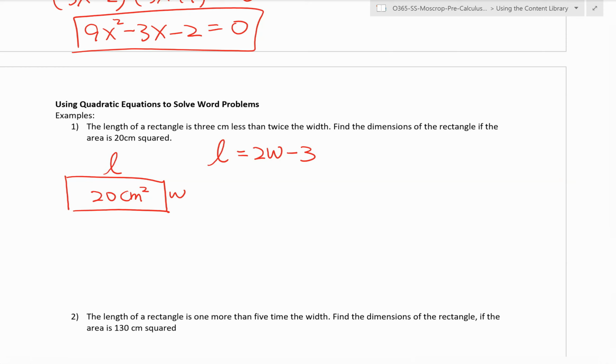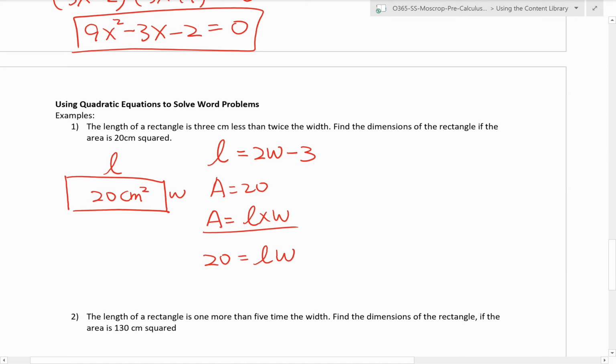So based on this, we know the area is 20. And don't forget, area of a rectangle is simply length times width. So we can say that 20 is equal to length times width. But the problem with this equation is we have two variables, L and W. However, we did come up with this: length is 2w minus 3. So we're going to replace L with 2w minus 3. Now we have one single variable. We can actually solve this.